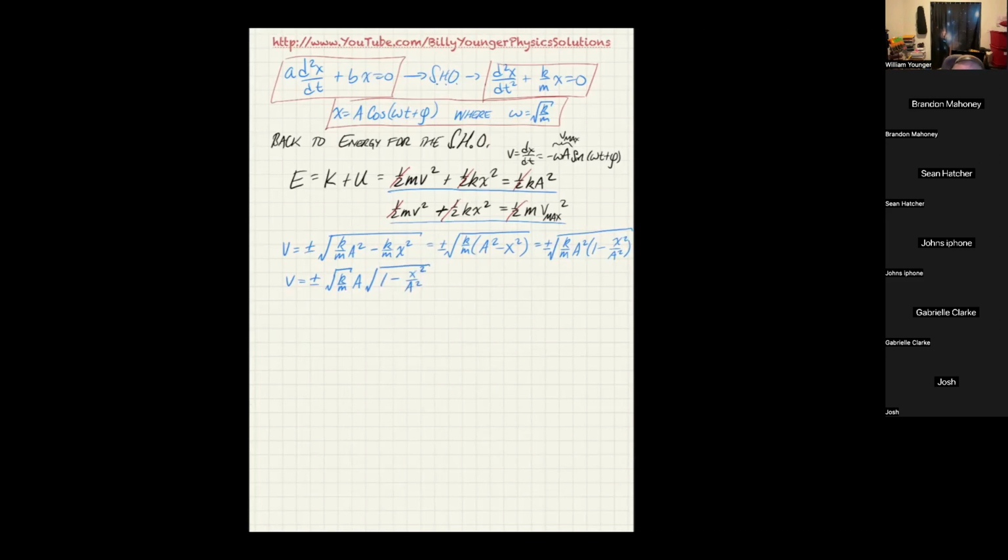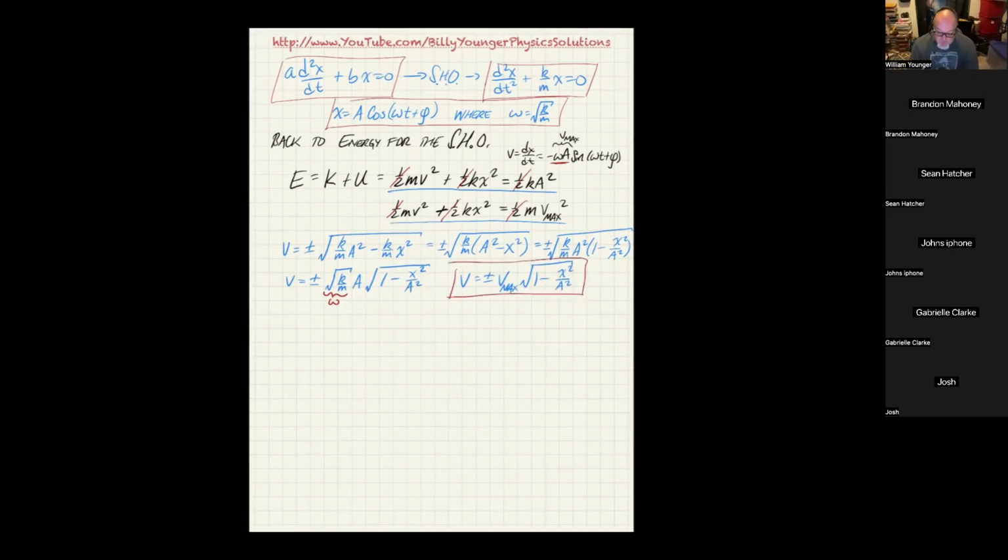Now, finally, one last thing. You can see that this quantity right here is omega. And omega times a, we just finished showing, was v max. So finally, we can say v is equal to plus or minus v max times the square root of 1 minus x squared over a squared. So that's a kind of helpful result.